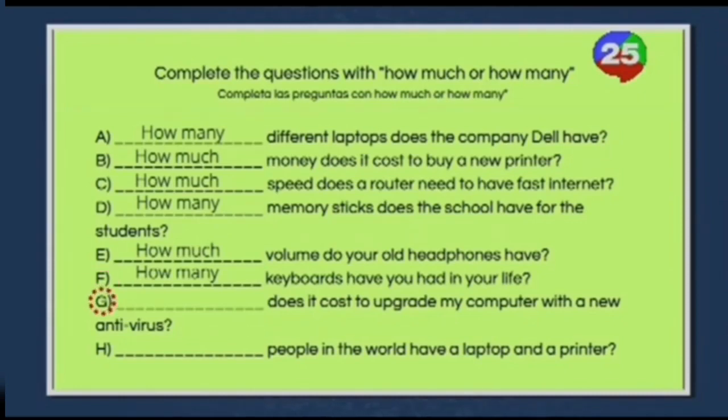Letter G. How much? How much does it cost to upgrade my computer with a new antivirus?